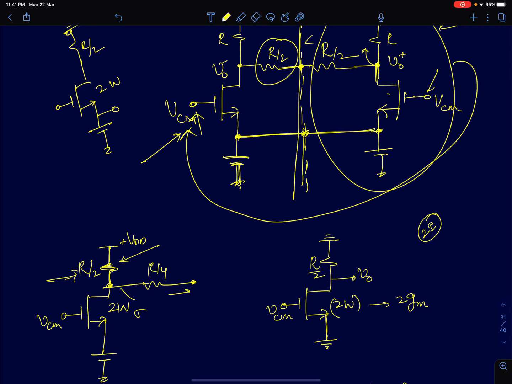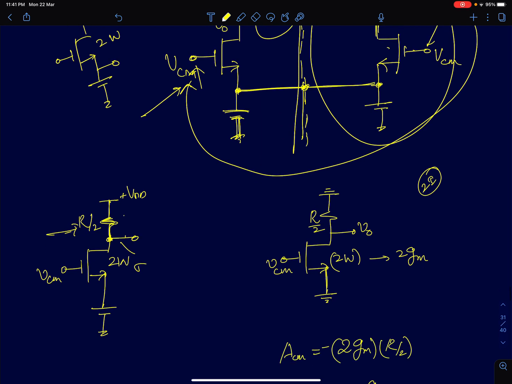But since this node is open here, even though I am folding it, this node is open here. There is no current flowing through this node. So the voltage drop across this resistance is 0. So I can simply ignore it and short it out. So from this, once you draw the half circuit, perform a small signal analysis and compute the common mode gain. So this will be at AC ground.